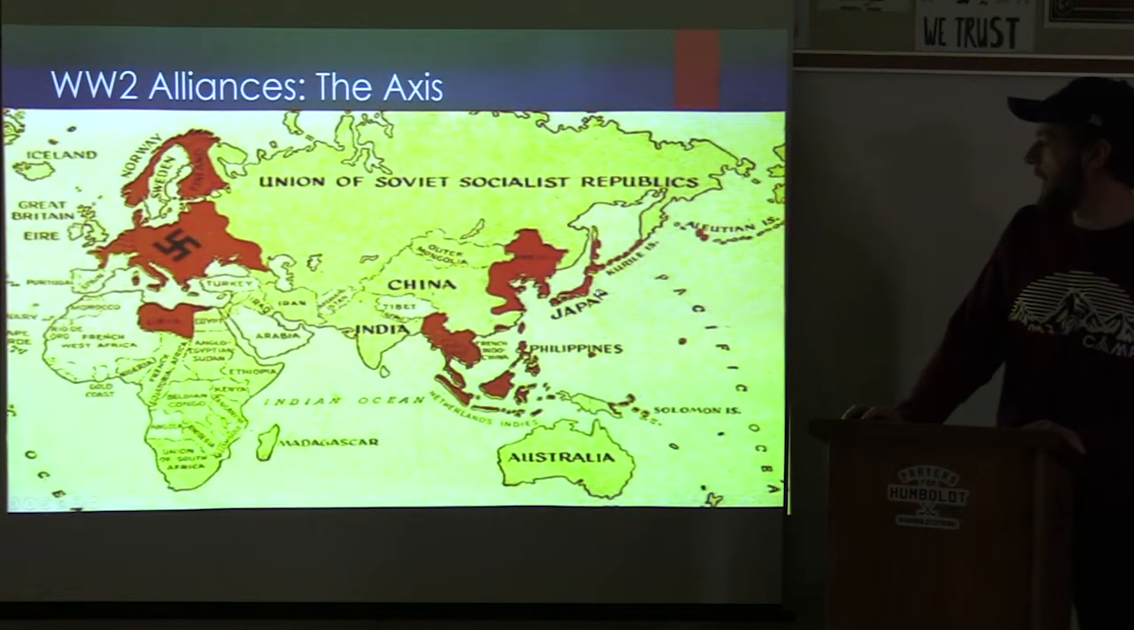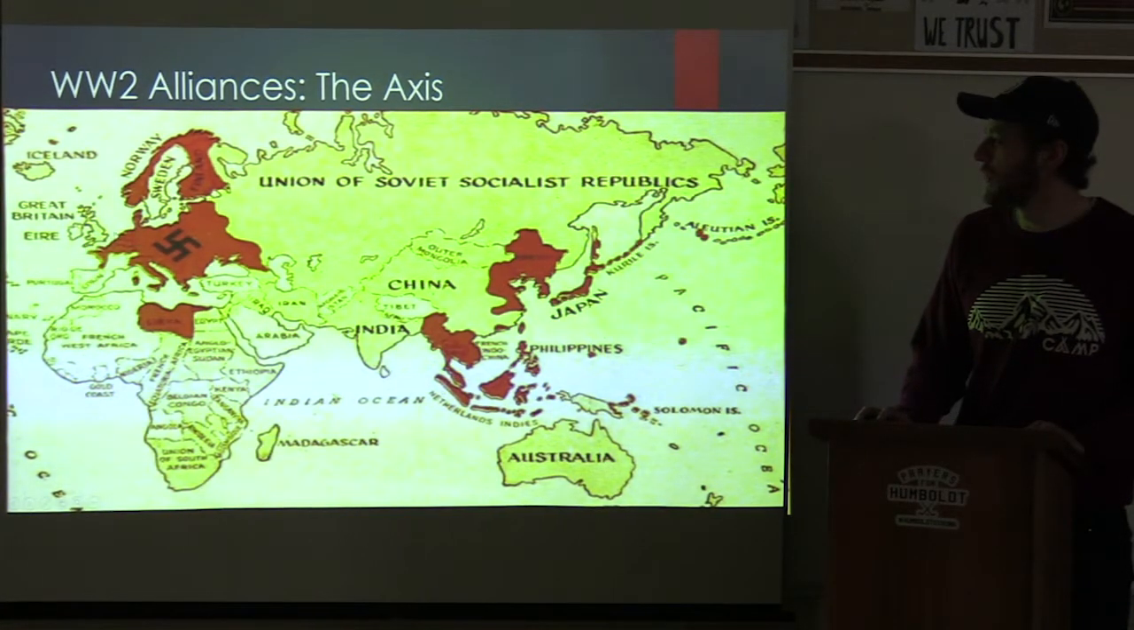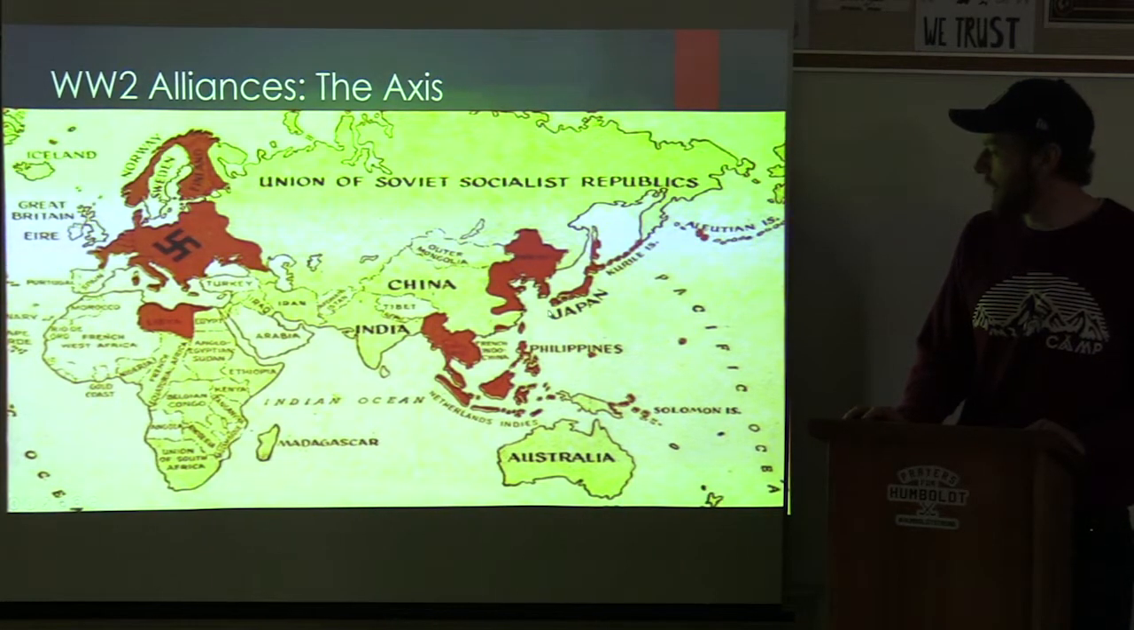Over here in the red, we're going to have the Axis, right? The bad guys of World War II. You've got Germany and all German-occupied Europe and territory. Down over here, you've got Japanese-occupied territory, and then you have Italy and the Italian states down here.